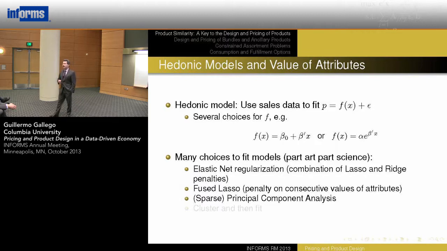And then you can cluster and then fit. So there are many, many possibilities. And you need to work through many of them to really find out what works. There's no given recipe that would tell you what would work at any given point. It really depends on the data set.